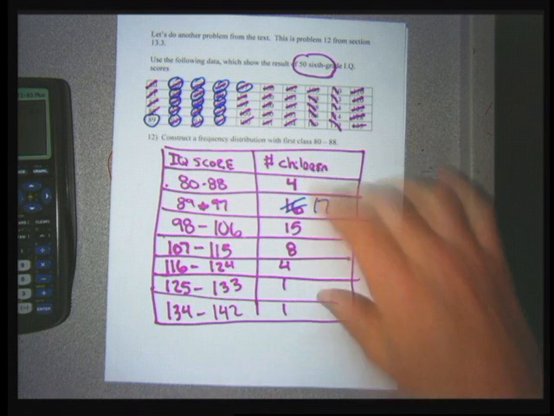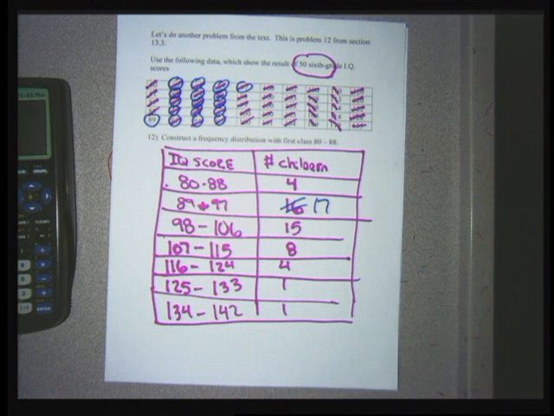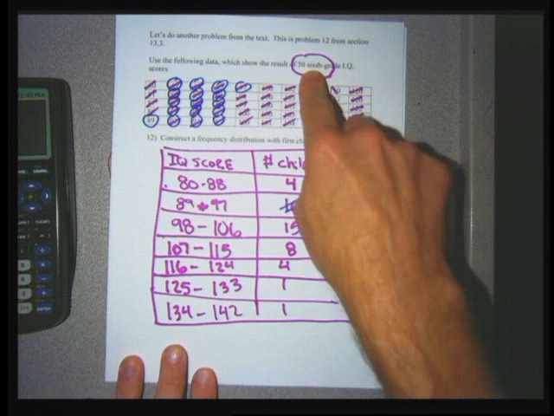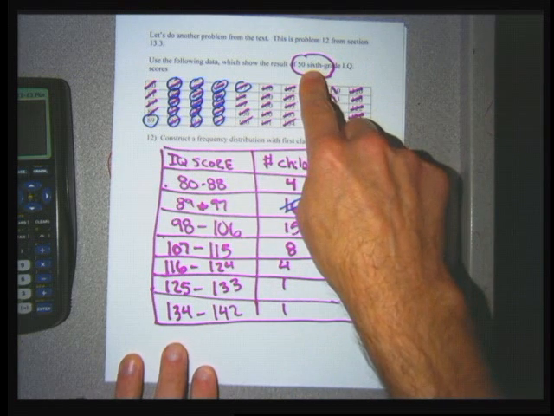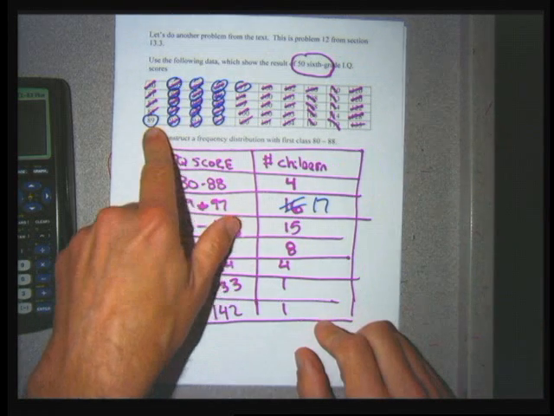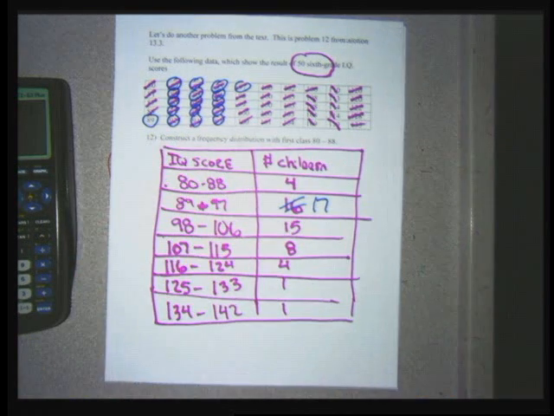And this is a safe thing to do. Anytime you do a frequency distribution, add up the numbers in the right-hand column. Make sure they add up to the total number of occurrences. If they don't, then you had a mistake somewhere. And fortunately, that mistake was easy to find. I just missed that 89 for whatever reason.